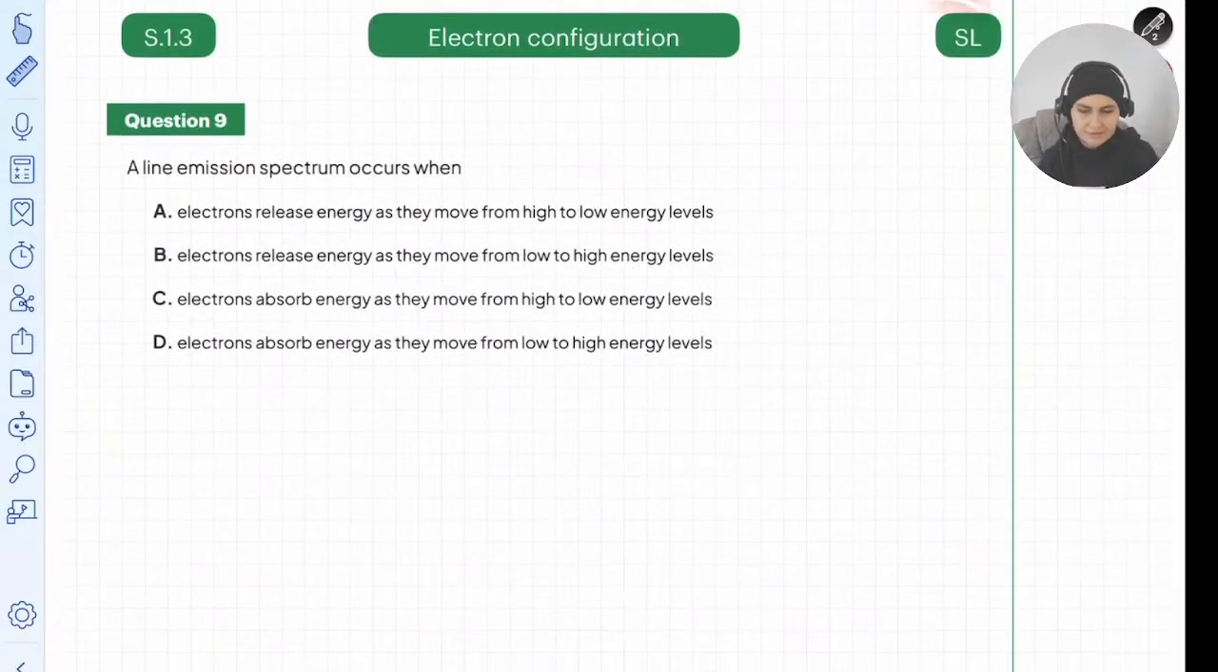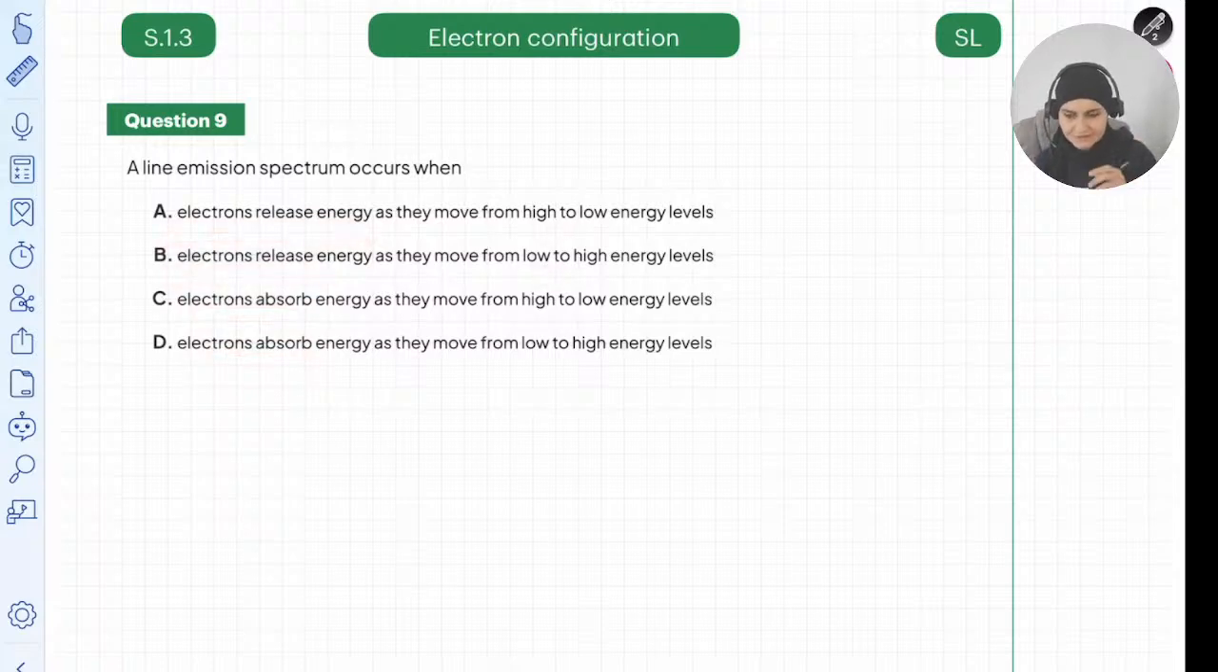That's still SL, right? A line emission spectrum occurs when? Okay, line emission spectrum. Emission means that energy is released, the electron goes from a higher energy to a lower energy. And in these statements, you see, there are two parts. Electrons release energy or absorb energy, and then they move from high to low or from low to high.